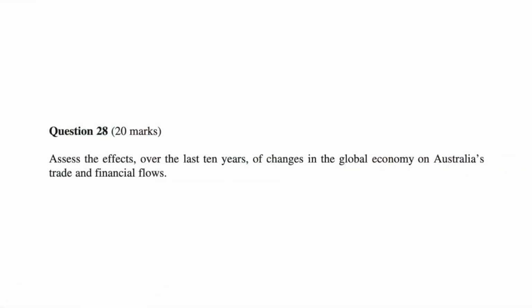Now, let's just wrap up on this final question, the final essay, question number 28. Assess the effects, again over the last 10 years, they've not discriminated here, of changes in the global economy on Australia's trade and financial flows. Now, I think this is a little bit more of a typical question. I've seen variations of this before. My sense is more students may have chosen this one, but actually, now that I reflect, I know a lot of students did question 27 because they got sucked in by free trade agreements and then discovered they had to talk about the global economy.